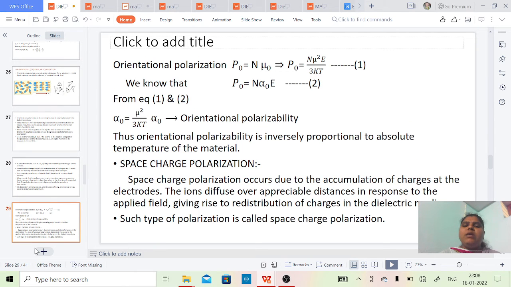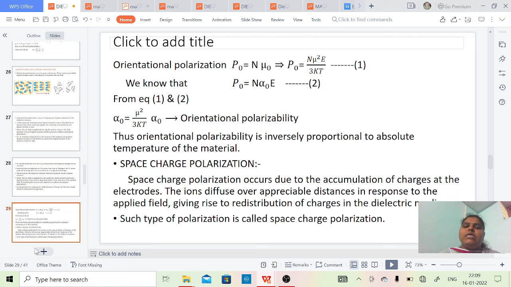Next, orientational polarization P naught. Again here we bring in the polarization vector P. According to orientational polarization, P naught equals n mu naught square E by 3 kT. From equations 1 and 2, alpha naught equals mu square by 3 kT. This is known as orientational polarizability. The orientational polarizability is inversely proportional to the absolute temperature of the material.